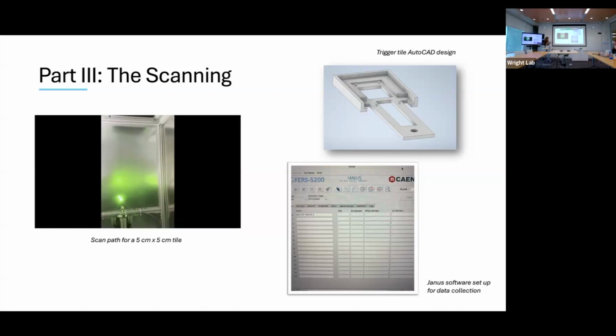which is what the actual path will look like for the strontium 90 source scanning for about a 5 centimeter by 5 centimeter tile. This video is also at 2 times speed. It just goes in a zigzagging pattern, and then it would collect data at each point for the light intensity mapping.